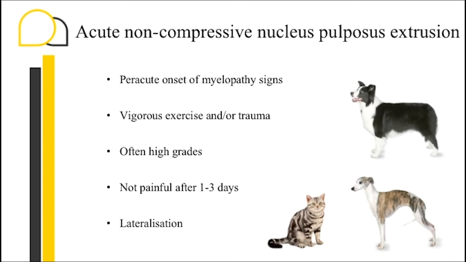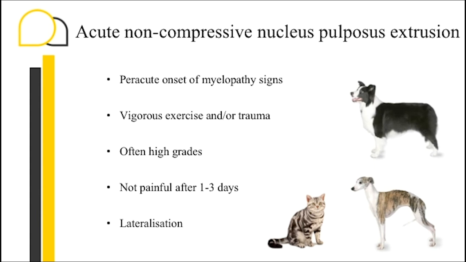Cats may also be affected by this disease with the same clinical presentation, which is basically a per-acute onset of signs of spinal cord disease. Normally, it is associated with vigorous exercise and trauma. We often see high grades, so dogs with severe para, mono, or tetraparesis. It tends not to be painful after 1 to 3 days of the onset of the clinical signs, and many times the neurological deficits will be asymmetric.